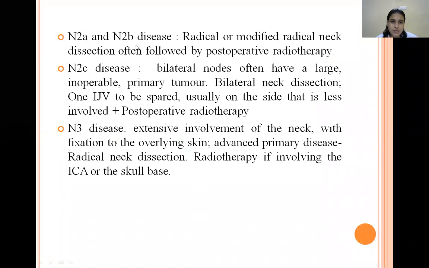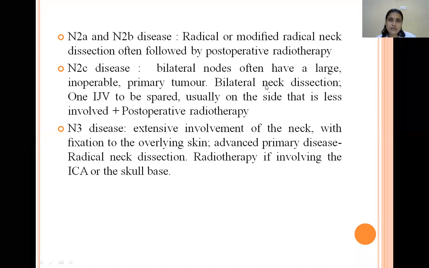In N2A and N2B disease, radical or modified radical neck dissection, followed by postoperative radiotherapy, is important. In N2C disease, that is advanced stage, bilateral, it is present on both sides. Usually the primary tumor is most commonly inoperable. It is advanced and inoperable. So, in such cases, if it is operable, then we go for bilateral neck dissection.